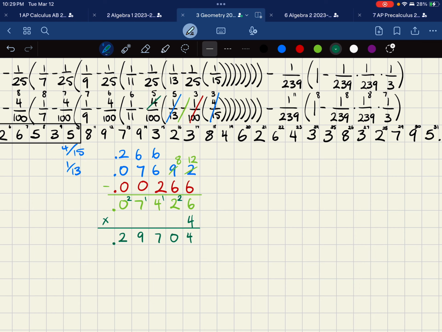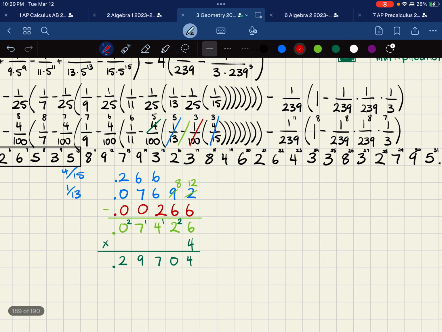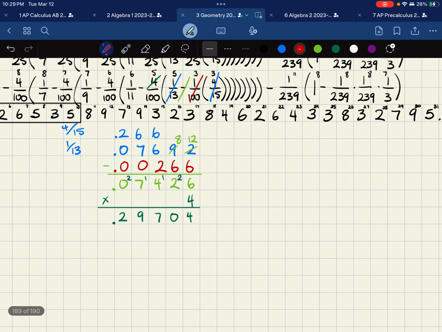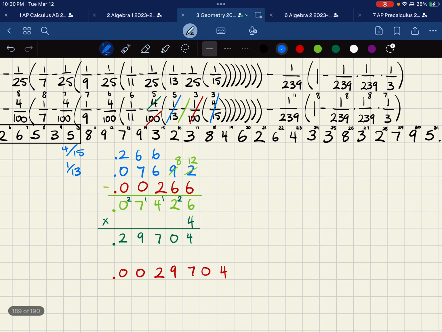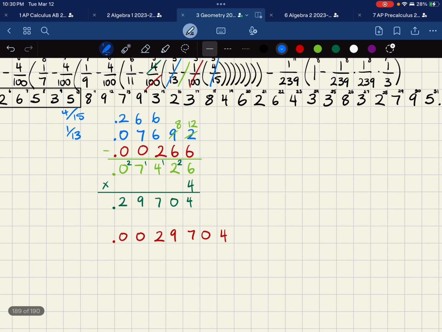And I need to move the decimal place. Might as well do that now. Moving the decimal place, I always do in red. So I'm going to move the decimal place. That's going to be 0.0029704. And the number that needs to go right here is I need to do 1/11th minus this number. So 1/11th minus this number.